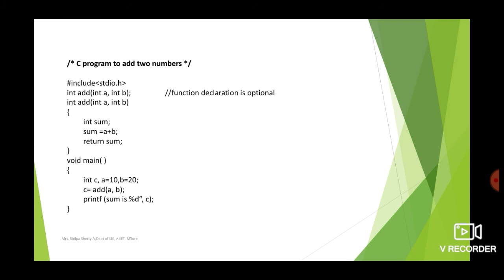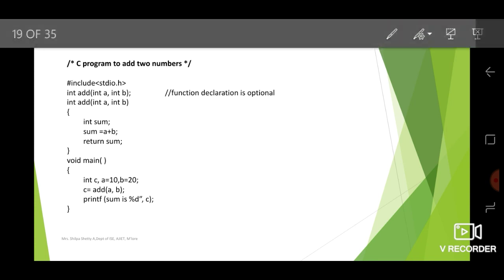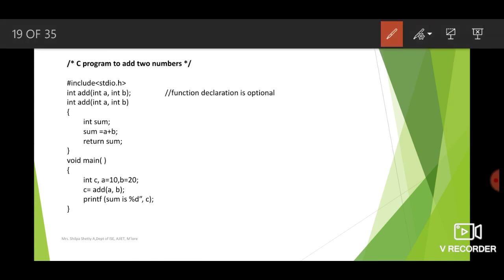So what happens when the function is called here? We have add a, b, which is nothing but 10, 20. It is as good as writing add 10, 20. When you pass 10 and 20 to the add function, they get copied to the parameters of the function, that is int a comma int b. So a will get the first value that you pass, 10, and b will get the second value, 20.